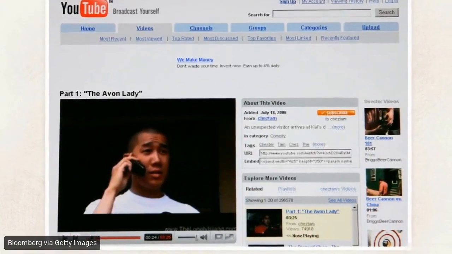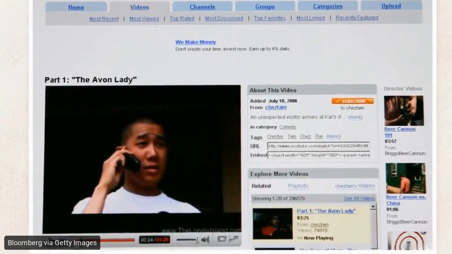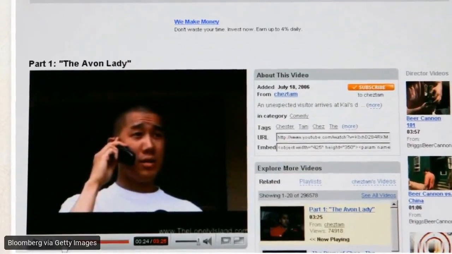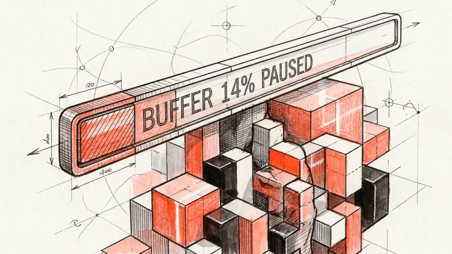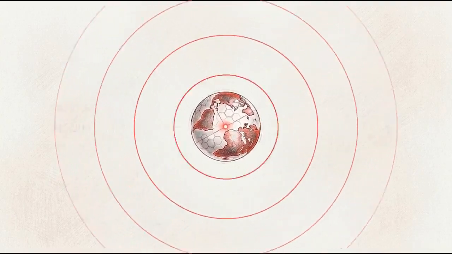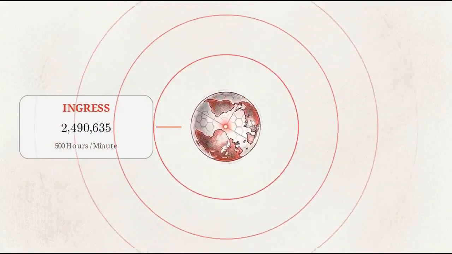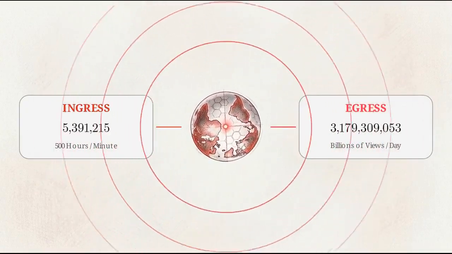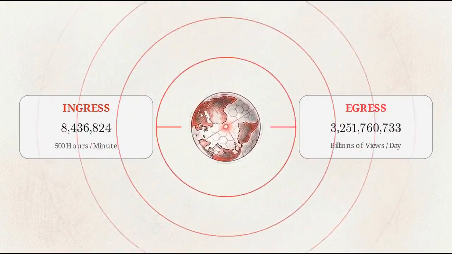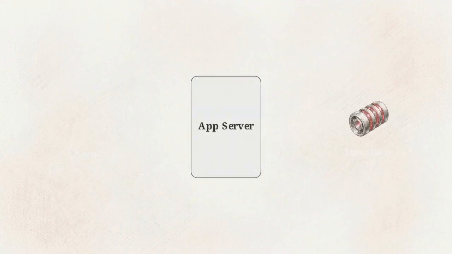This is the original 2006 YouTube interface, featuring a low-resolution clip called The Avon Lady. In 2005, sharing a video meant dealing with tiny, pixelated files and long buffer times. Fast forward to today. The platform processes 500 hours of uploaded video every single minute and serves billions of views globally every day. This diagram shows a standard 3-tier monolithic architecture.